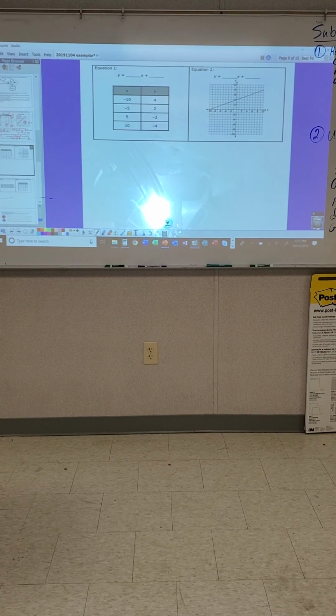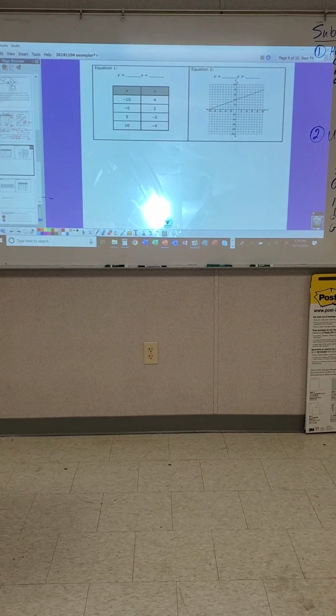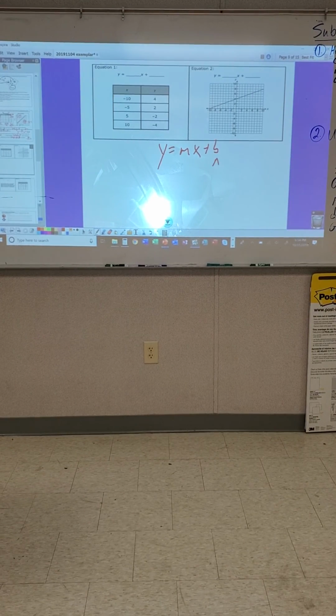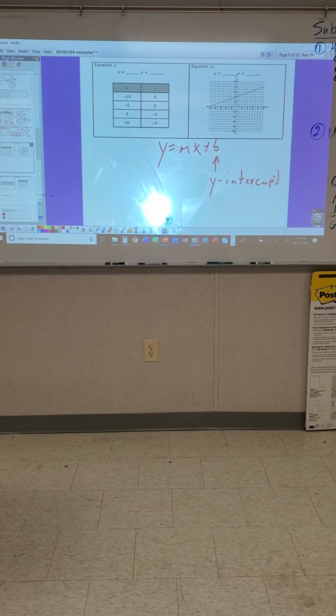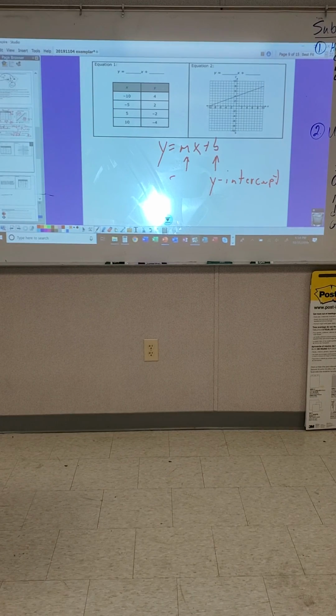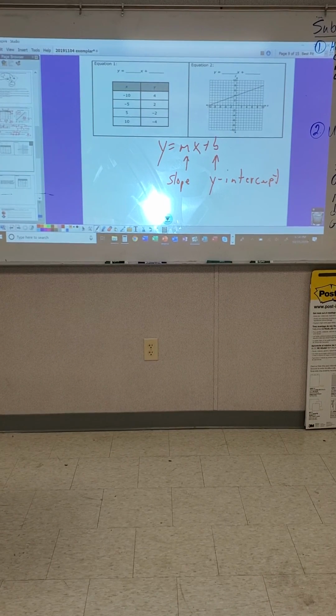So we're going to come up with an equation two different ways. We need to end up with an equation that looks like y equals mx plus b. This, of course, is the y-intercept, and this is your slope. Well, if we look up here at equation 1, we can see y equals blank x plus blank. So that must be y equals mx plus b. Okay. Let's take a look at this.